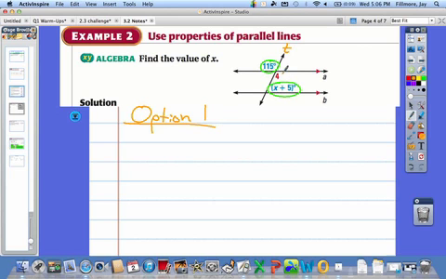115, and angle 4 is vertical, so angle 4 is also 115. These two angle pairs are consecutive interiors. They're both on the same side of our transversal and on the interior of our parallel lines. So they're supplementary. So x plus 5 plus 115 should equal 180.